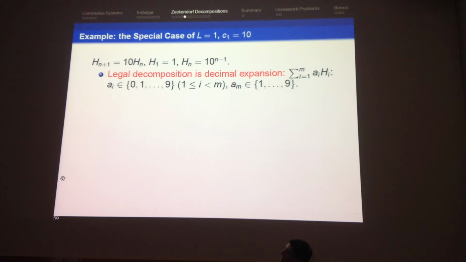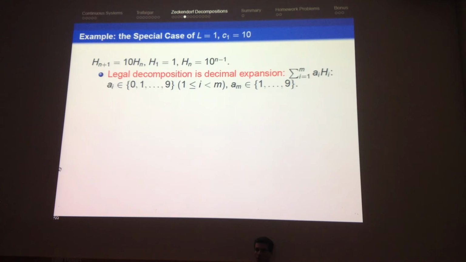Let's take the simplest case. Let's take base 10 expansions. So base 10 is just the recurrence relation H_{n+1} is 10 times H_n. And now my notion of a legal decomposition, instead of saying I can't have two things next to each other, is now each coefficient is between 0 and 9, except for the leading number. What must be true about my leading digit?